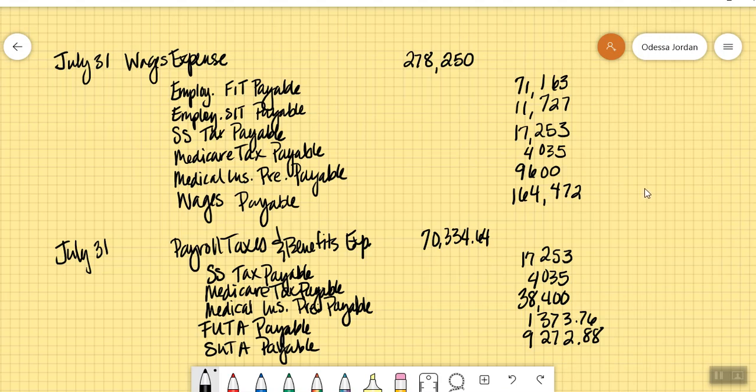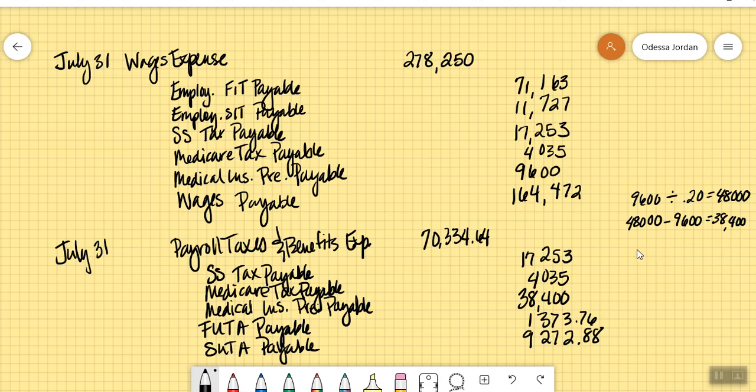And I should add in the calculations. Where do my calculations come from? For the 38,400, we had to take the 9,600 and divide that by the 20%, and that gave us 48,000. Then we take that 48,000 and we subtract out the 9,600. That gave us 38,400.